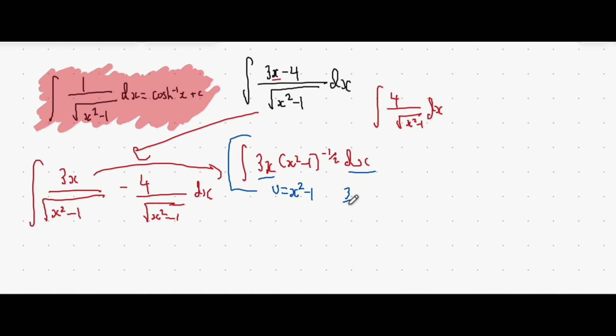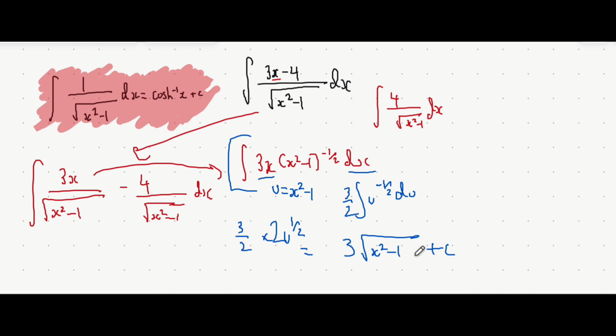3x dx is 3 halves du, and then we have the integral of u to the power of minus a half. We can now add 1 to the power, so when you divide by that new power of a half, well, when you divide by any fraction, it's the same as multiplying by the reciprocal of that second fraction. So you can write this as multiplied by 2 over 1, and then that becomes 2u to the power of a half. We have that 3 halves from before, so we multiply that onto this. And 3 halves times 2 would be 3, so that becomes 3u to the power of a half, or 3 root x squared minus 1, all plus c. And that's it, that's the integral of 3x times x squared minus 1 to the power of minus a half.